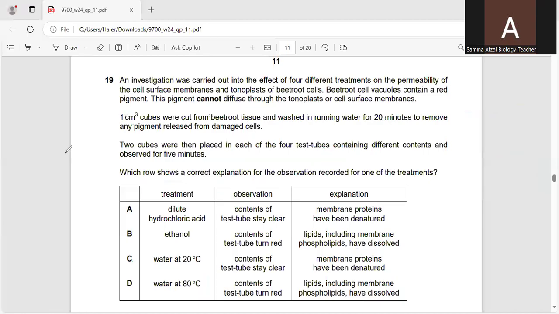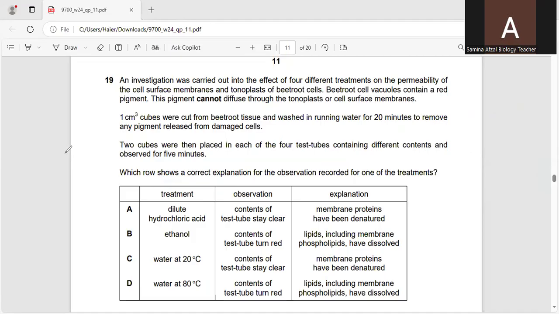An investigation was carried out into the effect of 4 different treatments on the permeability of the cell surface membranes and tonoplast of beetroot cells. Beetroot cell vacuoles contain a red pigment. This pigment cannot diffuse through the tonoplast or cell surface membranes.